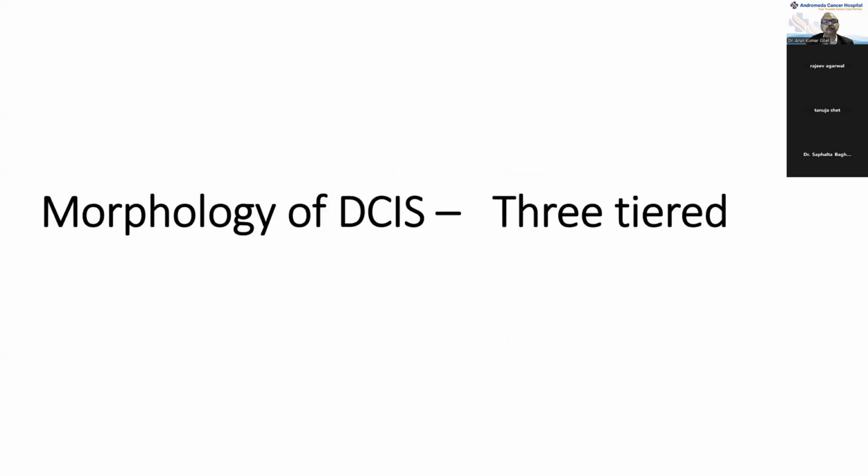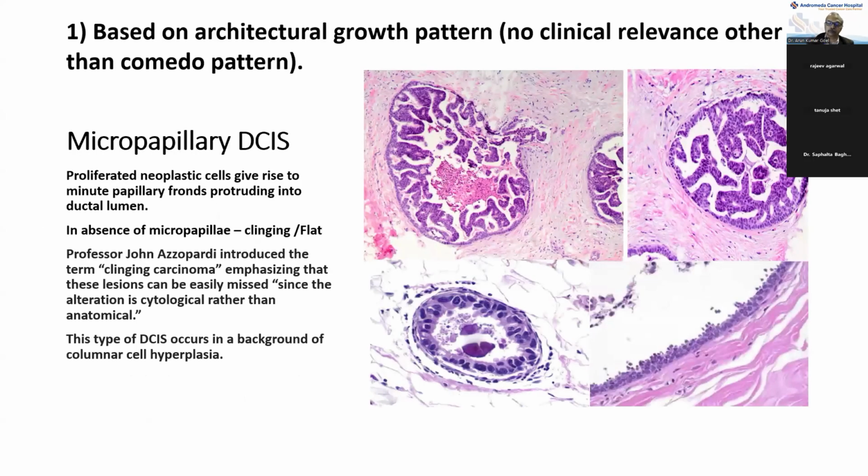So coming on to the morphology broadly, morphology of DCIS is a three-tiered system where we look at the DCIS on the basis of architecture, nuclear grade, and necrosis. Although there is no clinical relevance to any of the architecture except for the comedo pattern, of course, knowing the architecture would help us with the precursor lesions, as well as risk stratifying these patients. For example, we have micropapillary DCIS, where we see the proliferated cells as multiple papillary fronts into the lumen without prominent fibrovascular cores. And in the absence of micropapillae, we call them clinging or flat DCIS.